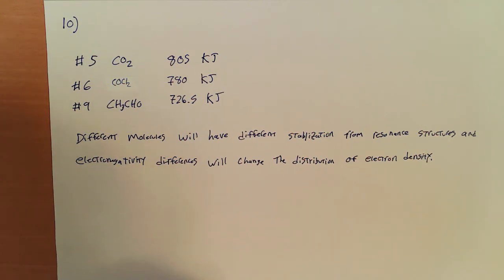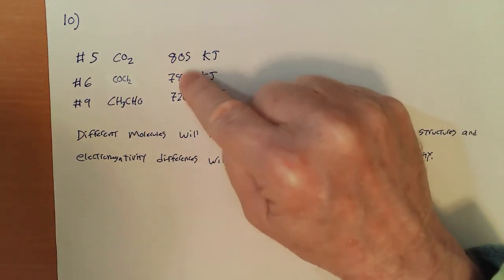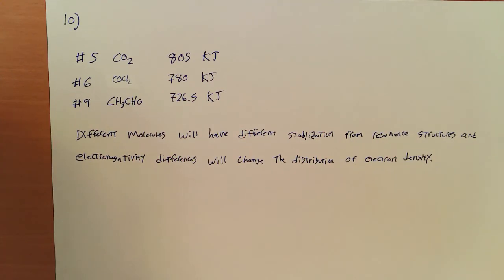Now we're going to talk about resonance in an upcoming chapter. That gives some stabilization to the structures, and it accounts for the differences in these bond energies. The molecules weren't all identical to each other, so the values can be a little bit off. Now, the fact is it's less than a 10% difference across all 3 molecules, so I'm really not terribly concerned about that.